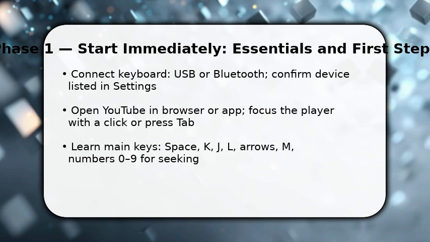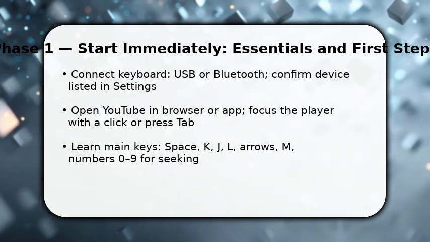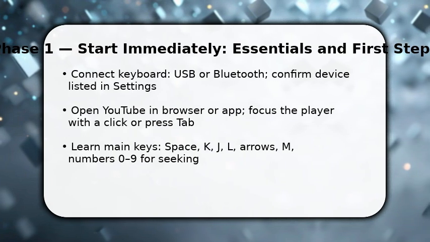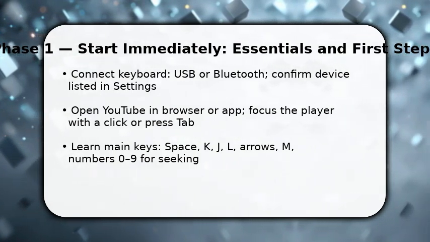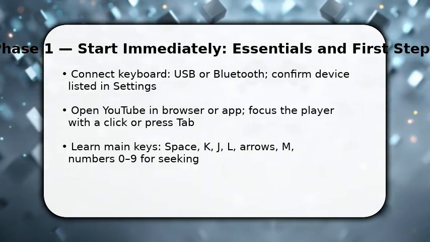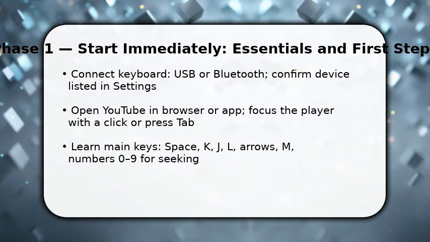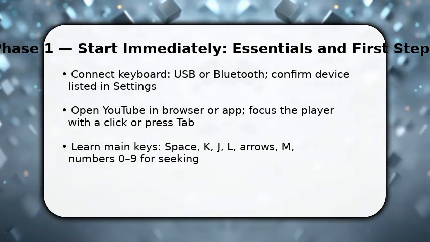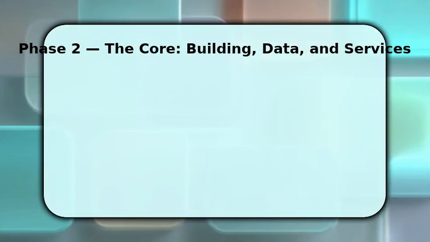Learn the essential keys now. Space and K toggle play / pause, J and L jump 10 seconds, numbers 0 through 9 skip to percents. Once you have focus, test one command to confirm response. This avoids confusion later. Now you move into precise control.